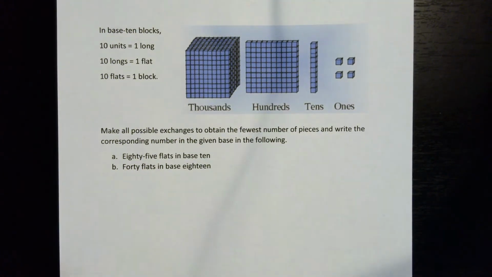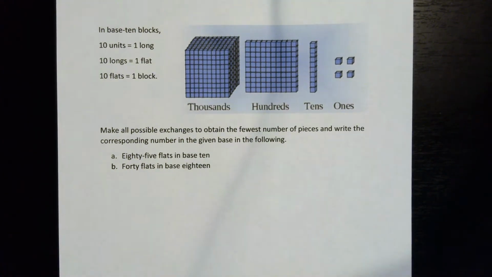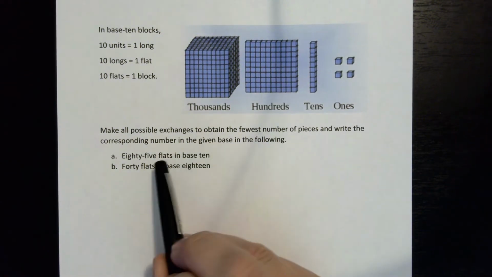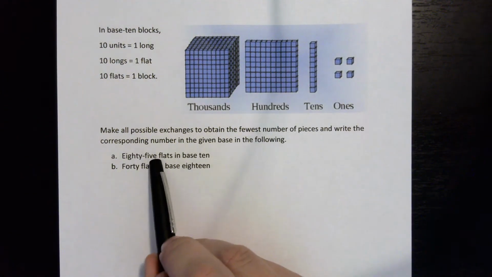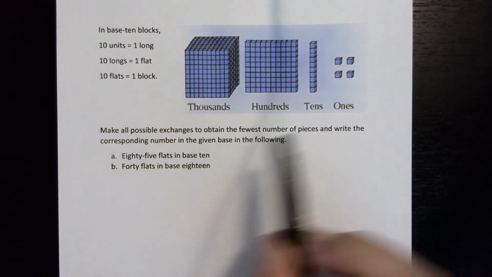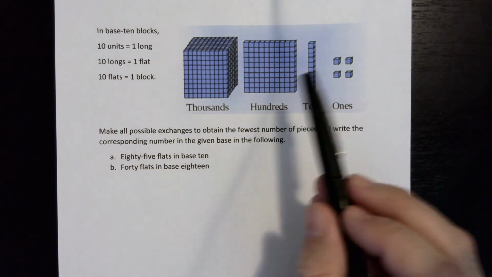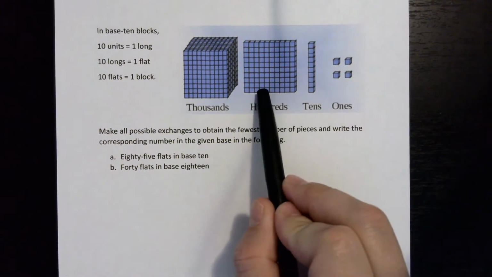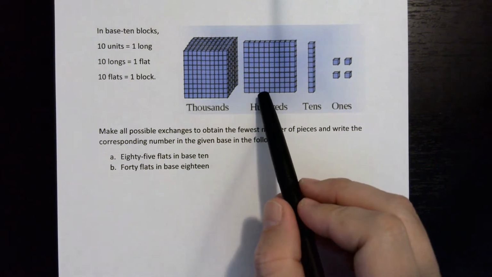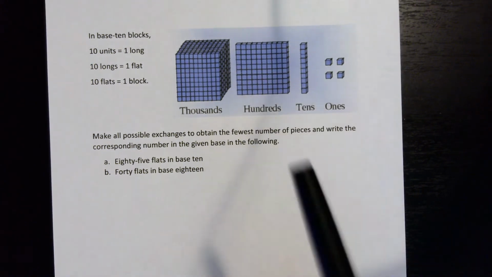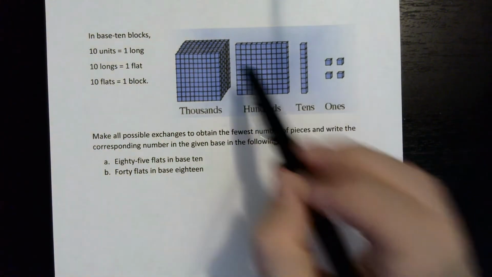Okay, so what we are trying to do, like in the first problem, we're given 85 flats in base 10, and they want us to rewrite it. Instead of having 85 of these, which is a lot of pieces, they want us to make it fewer pieces. Okay, so they want us to write the fewest number of these pieces that we can.